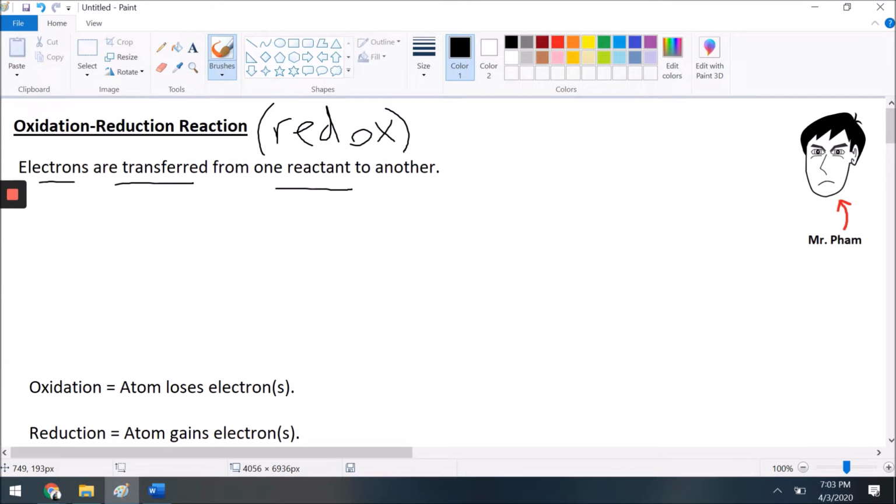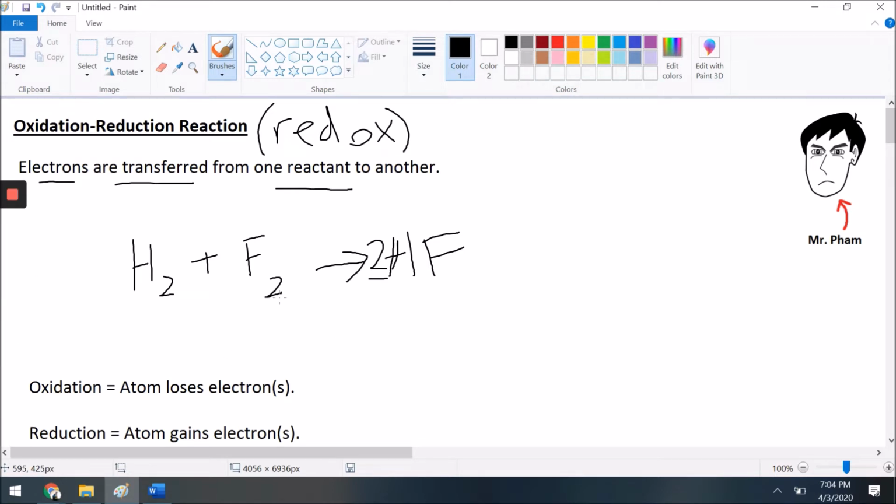So for example, let's say we have this reaction. You take hydrogen gas, H2, and react it with fluorine gas, F2, which yields HF, which is hydrogen fluoride. And of course, we have to balance this. There you go. In the past we considered this a synthesis reaction, where we take one element and react it with another element, giving us a compound, HF, hydrogen fluoride.